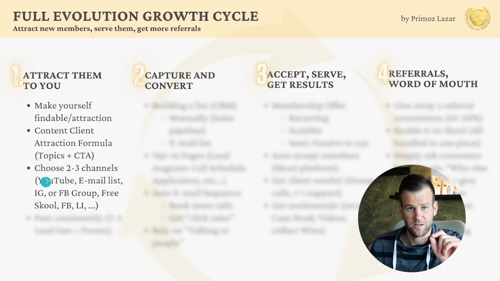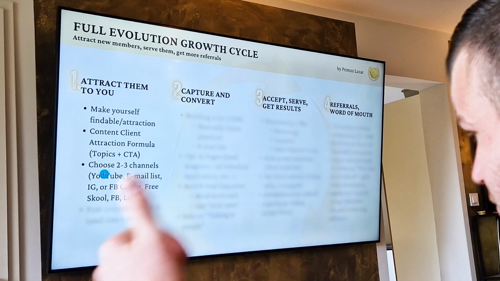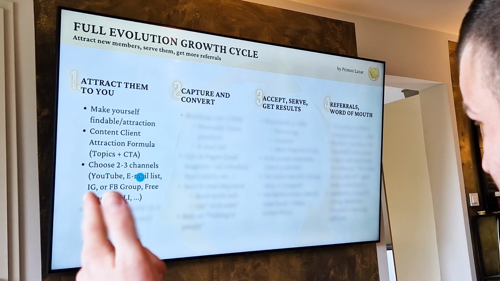But here is the key. Pick one channel. Pick 2 or 3 channels, kind of. I picked a YouTube channel. I built an email list.